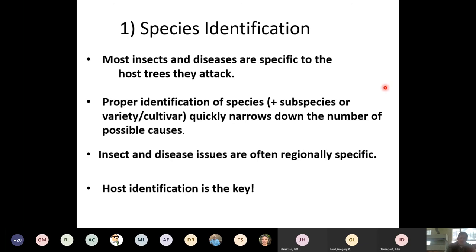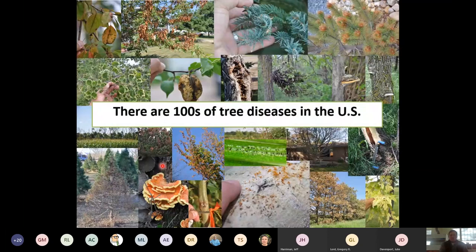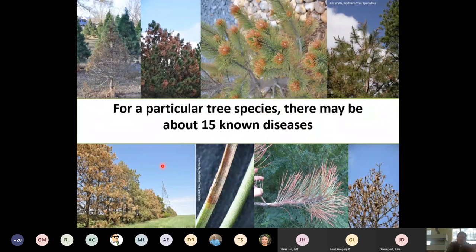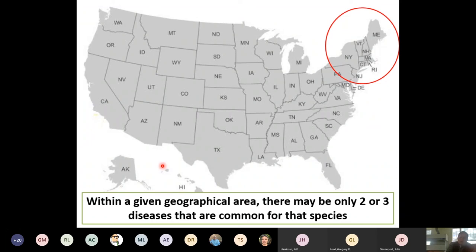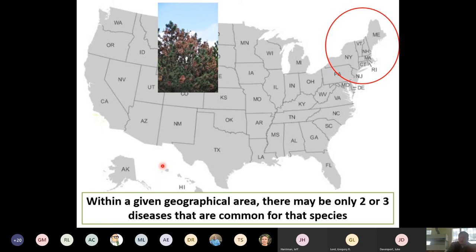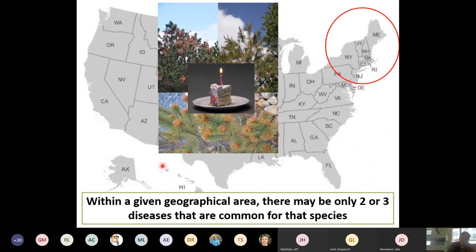Insect and disease issues are often regionally specific too, so that's important. So again, host identification is key. If you've got hundreds of tree diseases in the United States, all different shapes, colors, sizes, a particular tree species might only have 15 known diseases, again, in the United States. But when you pare that down to a regional perspective, you might only have two or three diseases that are common for a species in a given geographical area like the Northeast. So then you add to that visual inspection and pattern of abnormality. It's pretty much a piece of cake, but it all starts with knowing what species you're looking at.